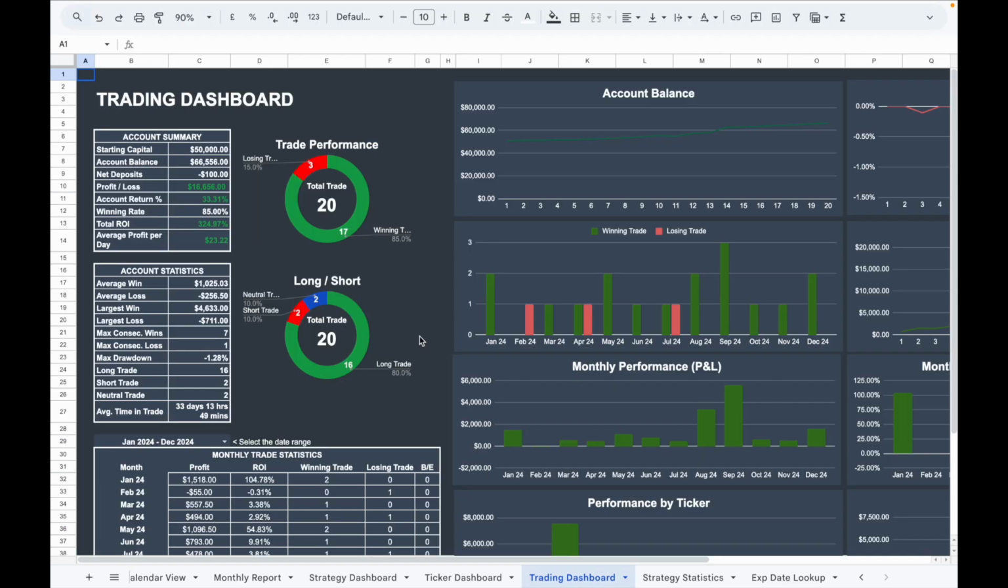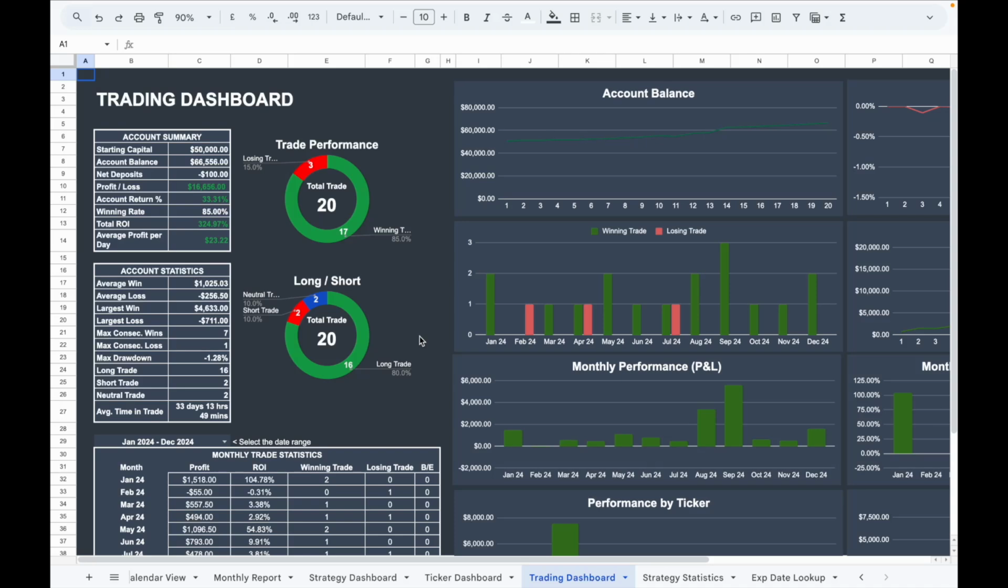Lastly, the most important part of this trading journal is the main trading dashboard. It shows a comprehensive overview of your account trading activity. It displays your account summary, such as account starting and ending balance, total P&L, win rate, total ROI, and account statistics such as average win and loss.